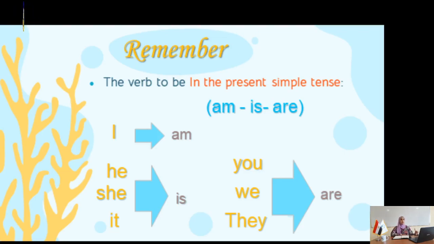But before, I want to remind you of the verb to be in the present simple tense. We said that verb to be has three forms: am, is, and are. Now we have some personal pronouns that always come with these verb to be. I am, he, she, it is, you, we, they, are. Do you remember the song that we took before?